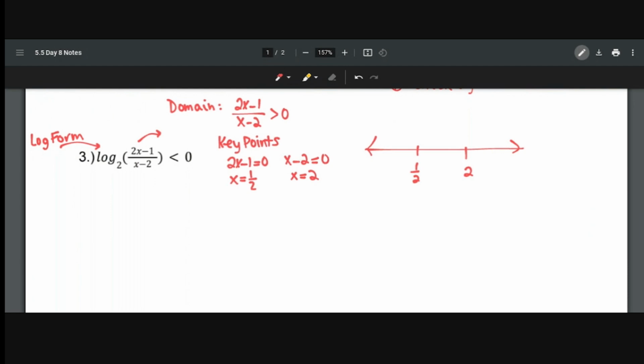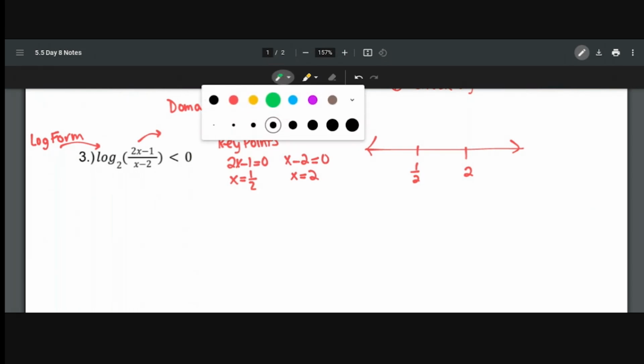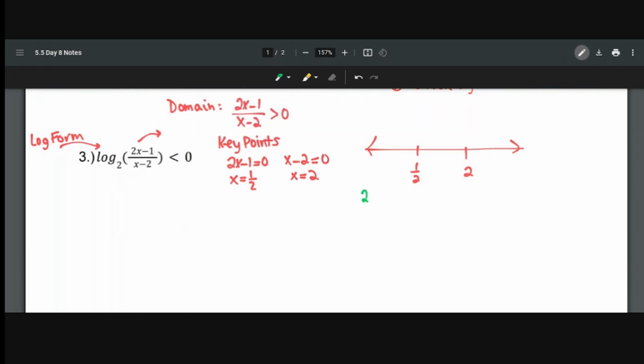Okay, so let's pick a number that's less than 1/2. I think 0 is always a really nice number to select. So we've got 2 times 0 minus 1 over 0 minus 2. So that gives me negative 1 over negative 2, which is actually a positive. Okay, so I'm going to label that zone as positive.